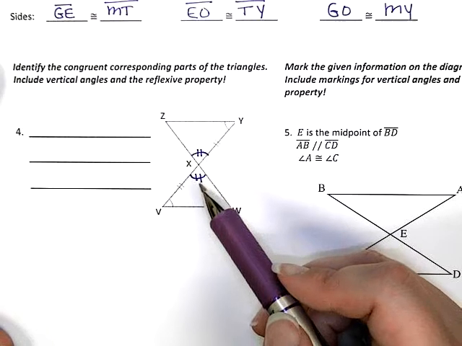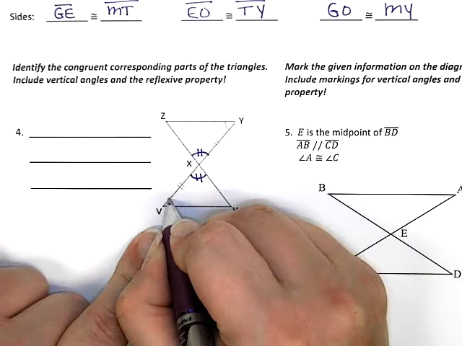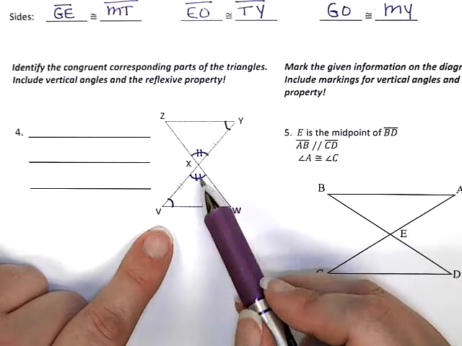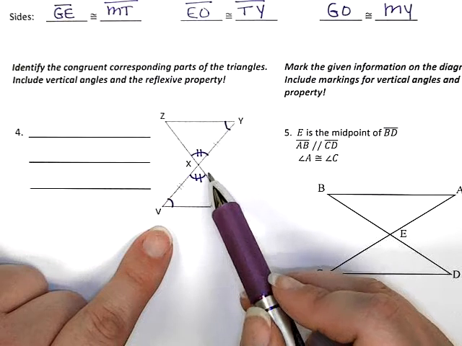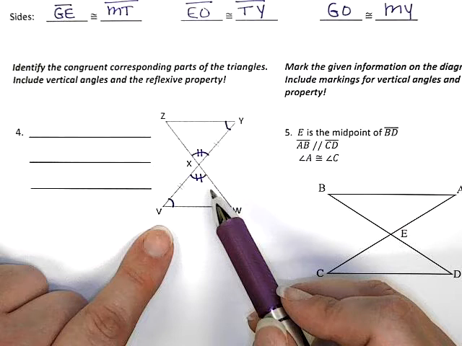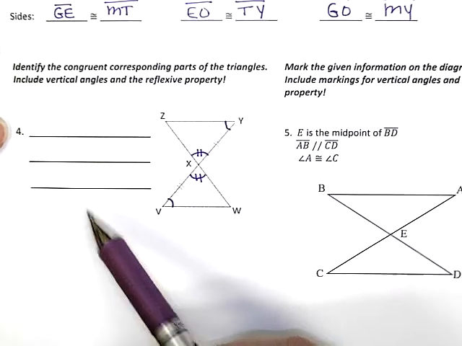Notice that I did not just put one arc mark, because angle V and angle Y already have one arc mark. If I only put one arc mark here and here, I'm saying that they're all congruent to each other, and that's not necessarily true. It could be, but it's not necessarily true.